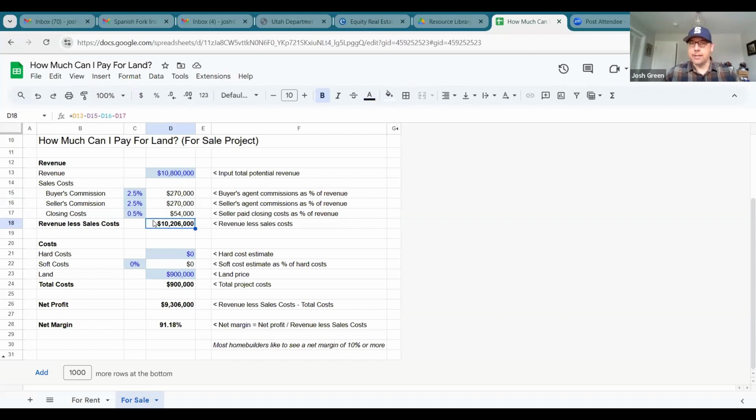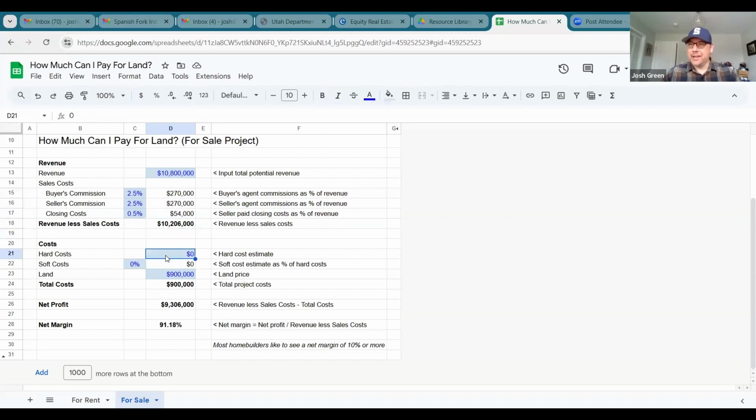So this is your net revenue, right? Your total potential revenue minus your sales cost. This is your net revenue. So we're paying almost $600,000 in commissions and closing costs to be able to sell these 24 units. Okay, so we've got net revenue of $10.2 million roughly. Okay, so that's the first step.